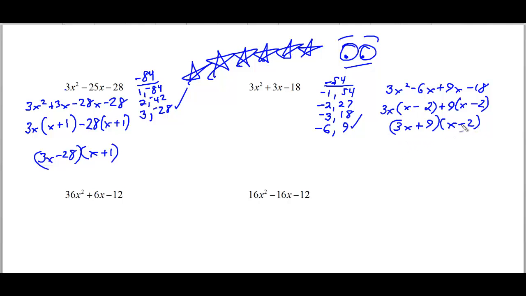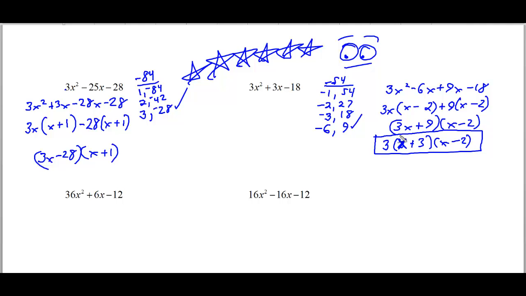You go to the back of the book, and you check your answer, and this is not what the back of the book says. And you're kind of wondering why not. I foiled this, I checked it out, I made sure it worked, but this is not what the back of the book says. The back of the book says this: 3 times the quantity of just x plus 3, and then x minus 2, and you go, well, why the heck is this considered the answer?